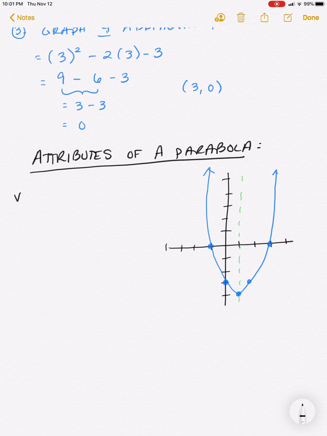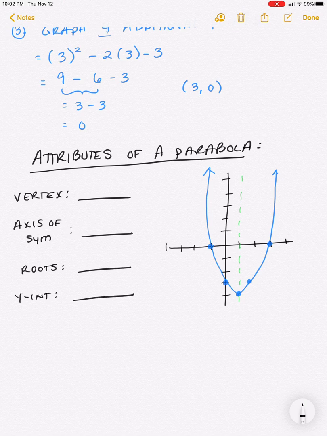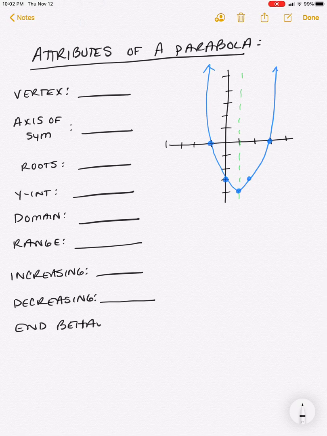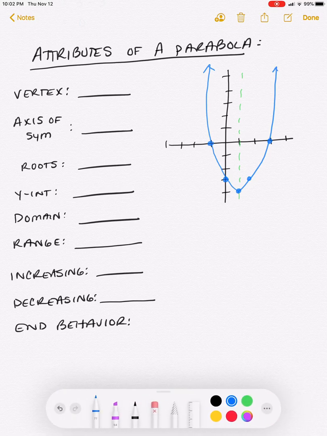So this is what we're going to write down. We're going to locate the vertex. We're going to locate the axis of symmetry. We're going to locate the roots. We're going to locate the y-intercept. We're going to talk about the domain and the range. And then we're going to talk about the intervals of increasing, the intervals of decreasing, and then finally, this last piece should be kind of new. We're going to talk about the end behavior of the graph. So you can go ahead and look over this and decide what you've seen before and what you haven't. Some pieces are going to be easy because we've already talked about them here.